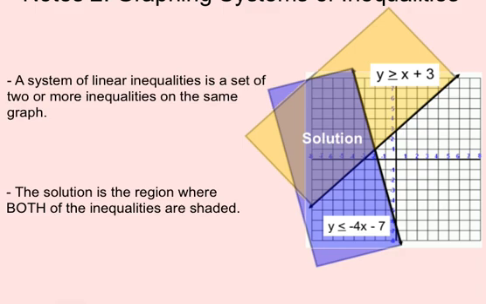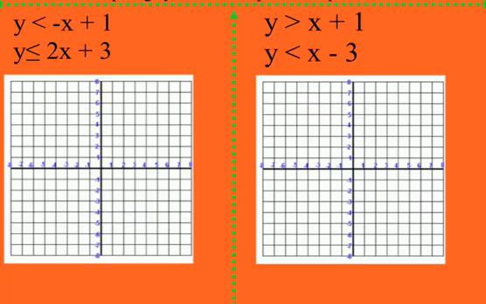A system of linear inequalities is a set of two or more inequalities graphed on the same graph. System means that there's two of them, and the solution is the region where both of the inequalities are shaded. You'll notice where that solution overlaps, and that's going to be your answer. Let's go ahead and take a look at graphing these.